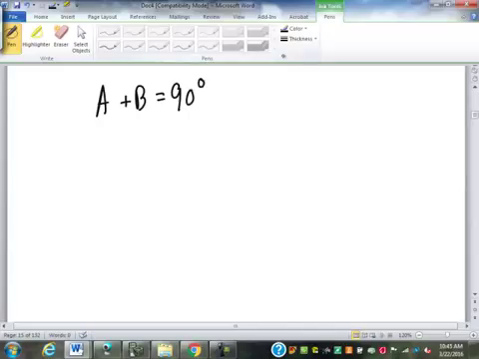What if I tell you angle A plus angle B equals 90 degrees? What's that tell us about A and B? They're complementary. Add up to a right angle. So now if I tell you that the sine of angle A equals 0.7, and the cosine of angle A equals 0.7141.